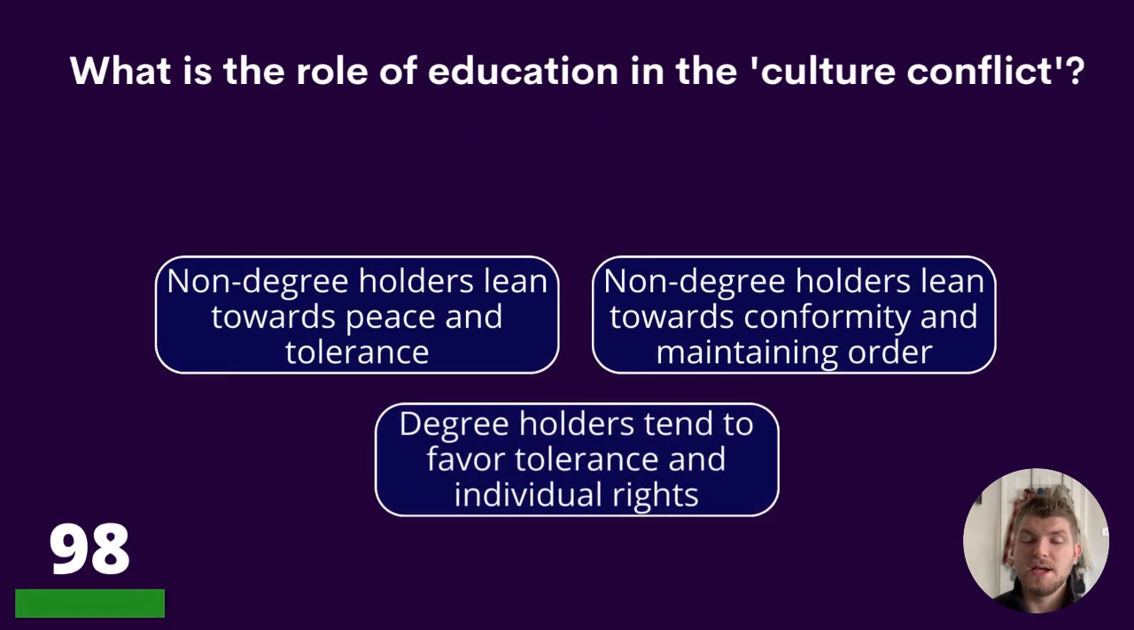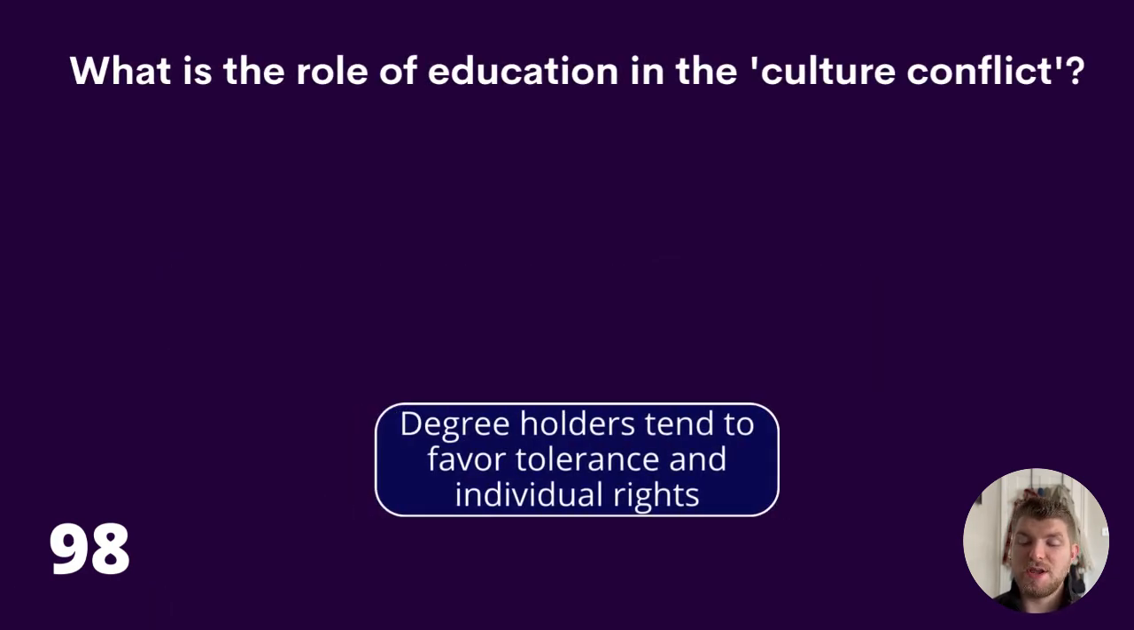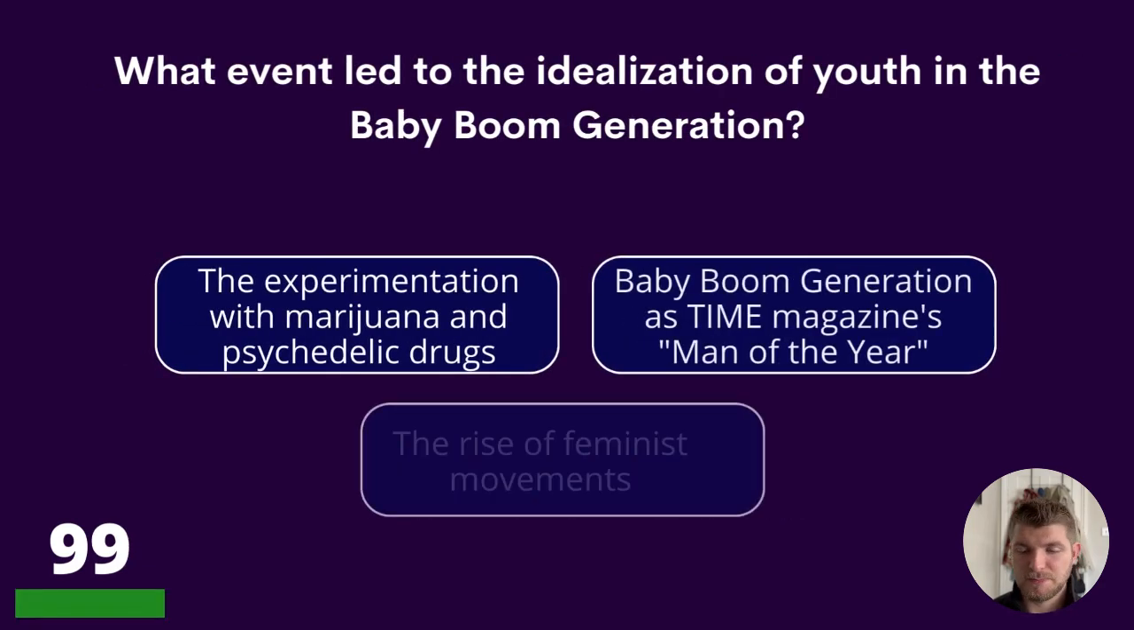Question 98. What is the role of education in the culture conflict? Non-degree holders lean towards peace and tolerance, non-degree holders lean towards conformity and maintaining order, or degree holders tend to favour tolerance and individual rights? The answer is degree holders tend to favour tolerance and individual rights.